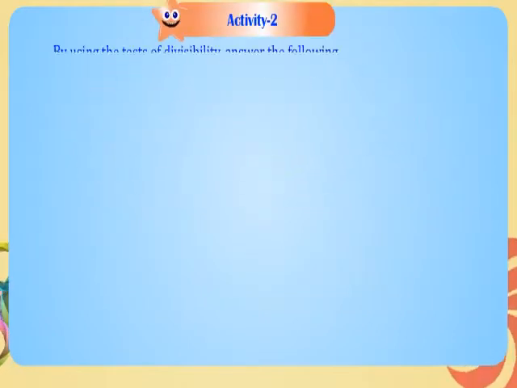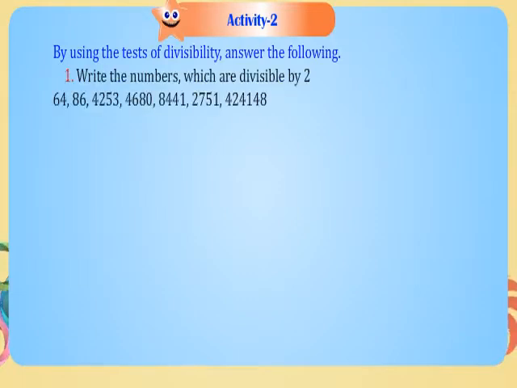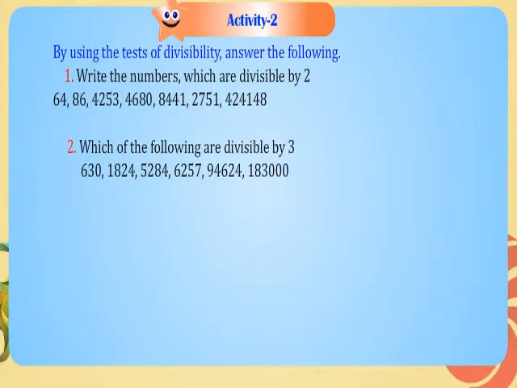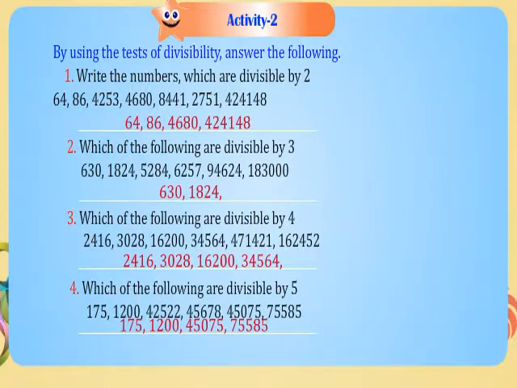Activity 2. By using the test of divisibility, answer the following. First, write the numbers which are divisible by 2. Second, which of the following are divisible by 3? Third, which of the following are divisible by 4?